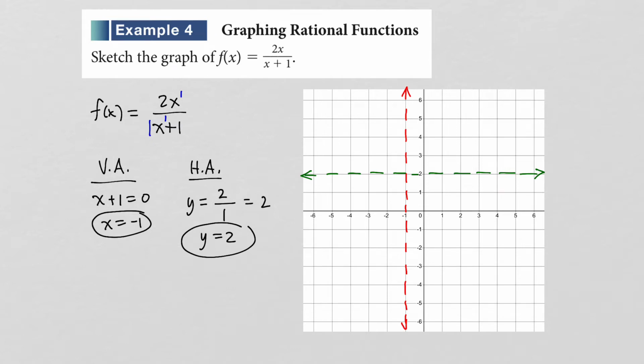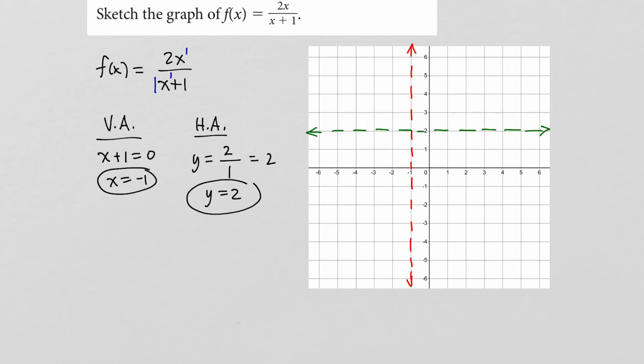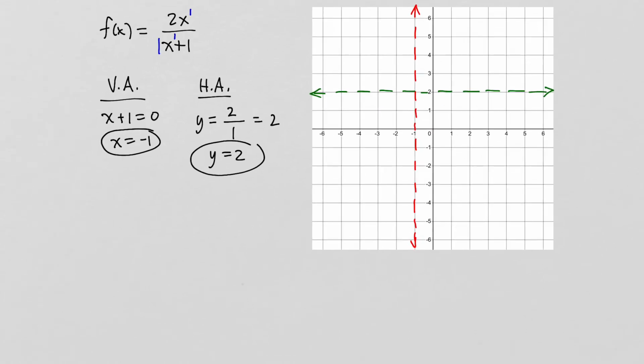In other words, as x gets large, we know that the values of the function are going to be getting closer to the horizontal asymptotes. And as x gets large in the negative direction, same thing is going to happen. So the next thing we want to do is go ahead and find the x and y intercepts. So let's do the x-intercepts first.